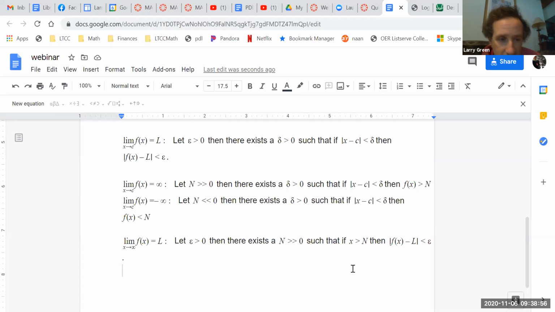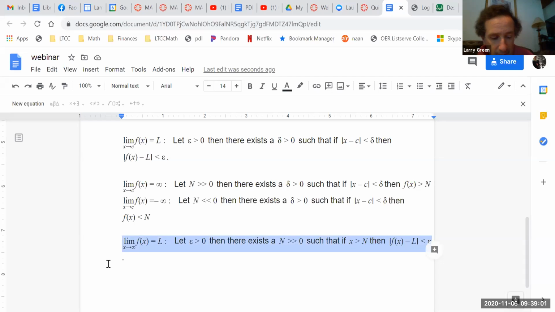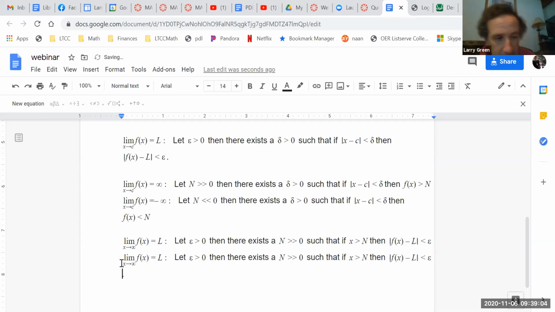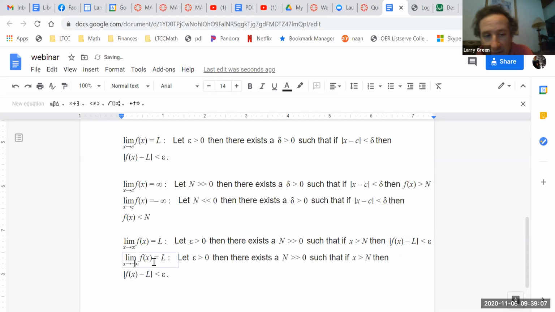Any questions on that? And similarly, we can copy and paste this, and we can go to negative infinity, and not much changes. So now we want epsilon to be greater than 0, then there exists an n much less than 0, so now we want to go off to negative infinity, such that if x is less than n, then the absolute value of f of x minus L is less than epsilon. Have I lost you? So those are the definitions.